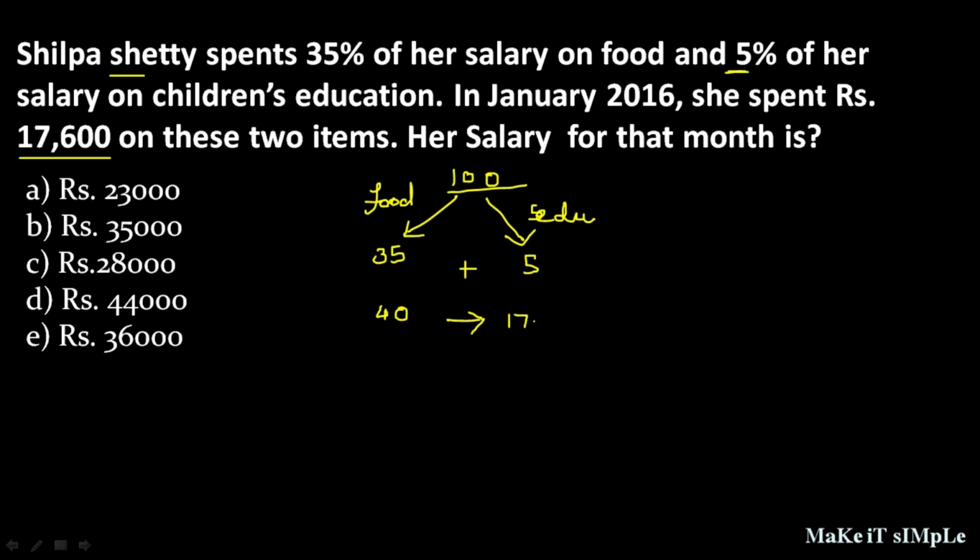So 40 units is 17,600. What will 1 unit be? 4 4s are 16, 4 4s are 16, then 0, so 440. We have to find the salary for the month. Salary is nothing but 100 units, so we will be getting 44,000. So the answer is D.